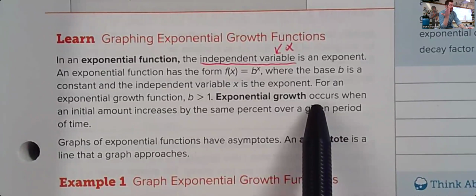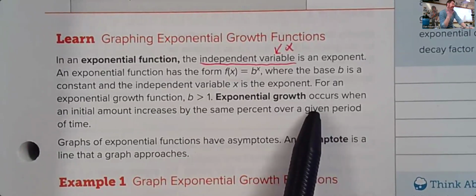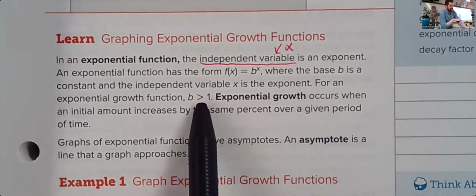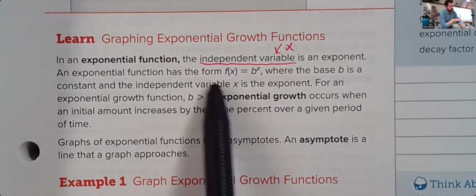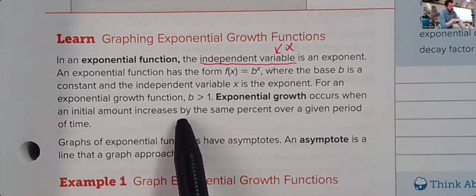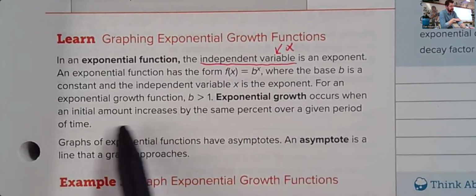Again, this is stuff that you've all seen before. Whether or not you remember it might be something a little bit different, but I know you've seen it before. So for an exponential growth function, b is greater than 1. Exponential growth occurs when the initial amount increases by the same percent over a given period of time.